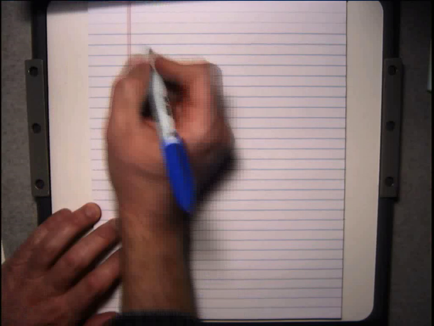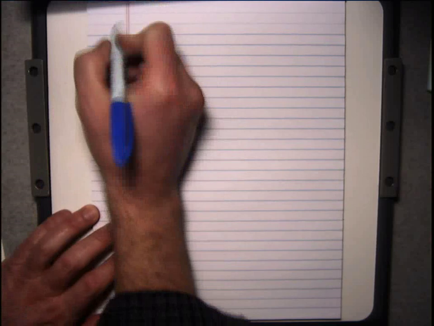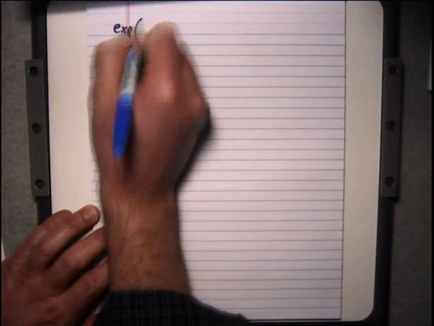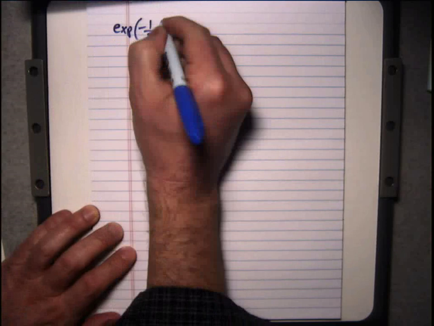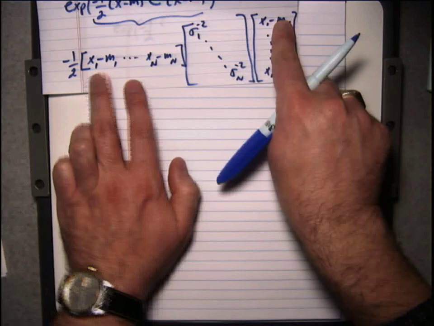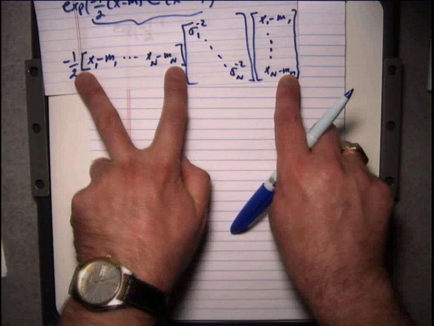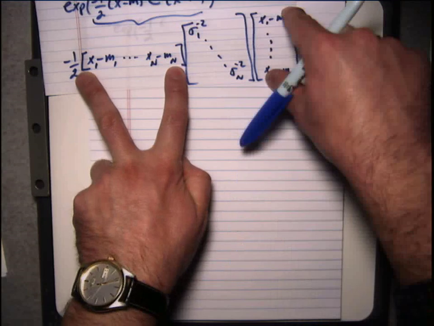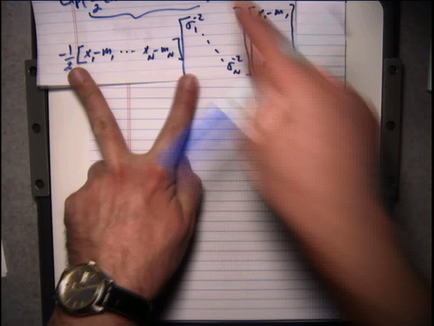So let's multiply, and what we get is the following. You get this exponential of minus 1/2 times, well, let's take a look at this. Let's look at the first term. First of all, this is going to be a scalar, right? This is a 1 by n, an n by n, and an n by 1. So this whole thing, once I multiply it, is going to be a scalar.